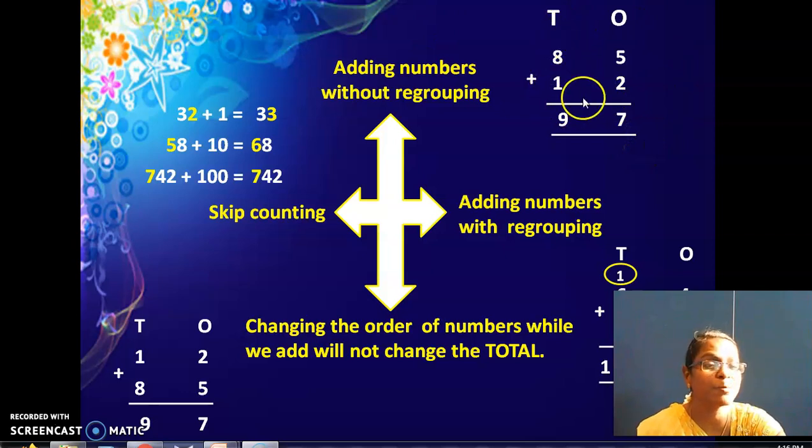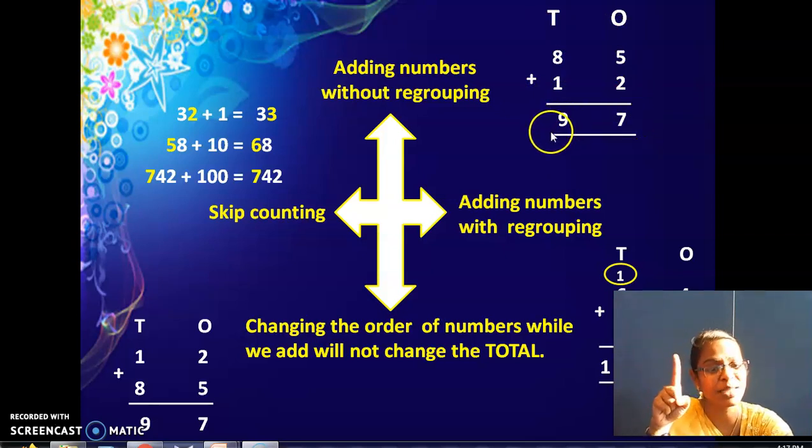Then what about the tens place? 8 plus 1? 9. So what is the sum of these two numbers? 97 is the sum of these numbers. So did I regroup any places here? No. So this is the first method which we learn for the addition.